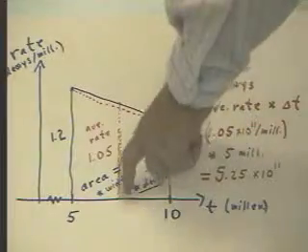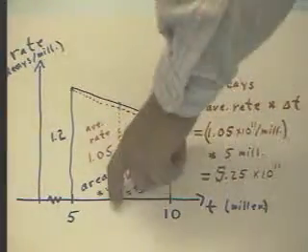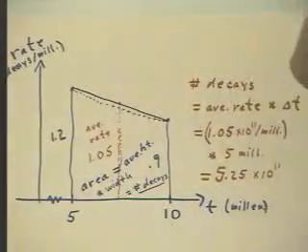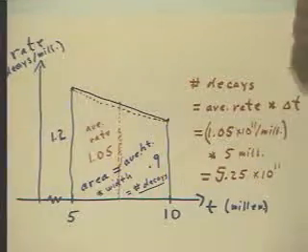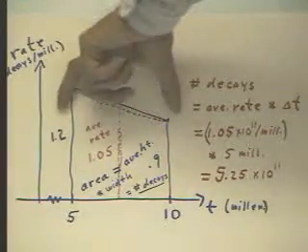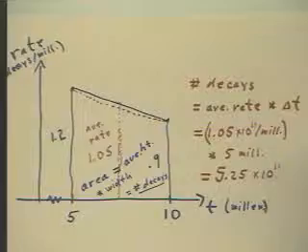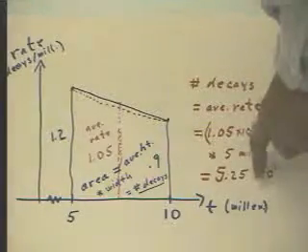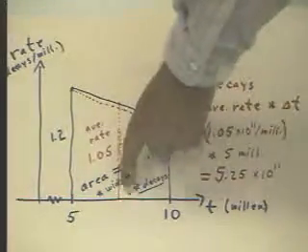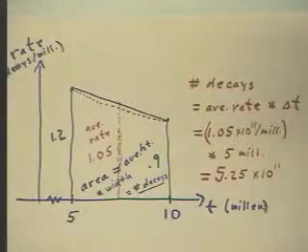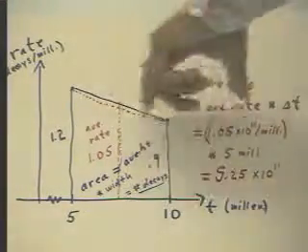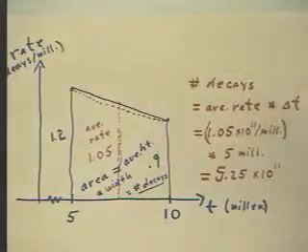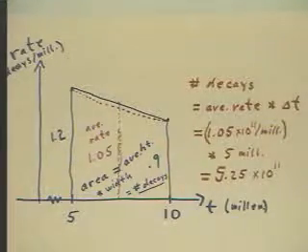To get the number of decays, we take the average rate and we multiply it by the time interval. The time interval is 5 millennia. That's nothing but the width of this trapezoid. So in the process of calculating the number of decays, we've multiplied the average altitude of this trapezoid, which represents the average rate, by the width of the trapezoid. Therefore, we've obtained the area of the trapezoid.